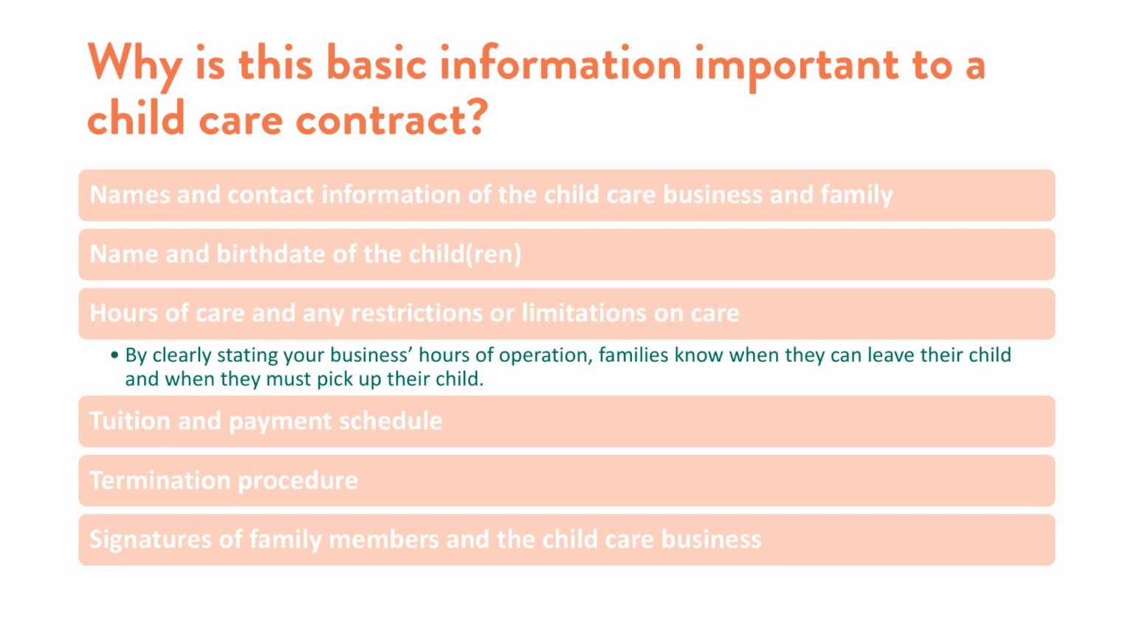Hours of care and any restrictions or limitations on care. List the hours of care in the agreement, the days of the week, the date when care will begin and end, and any specific dates that care is not provided. For example, if your childcare business is open from 7 a.m. to 6 p.m. Monday through Friday, then you will list that specificity. If your childcare business is closed the day after Thanksgiving, then list that information here. By clearly stating your business hours of operation, families know when they can leave their child and when they must pick up their child. If you choose to arrange different hours of care with a specific family, then you must explicitly state that in the agreement as well.